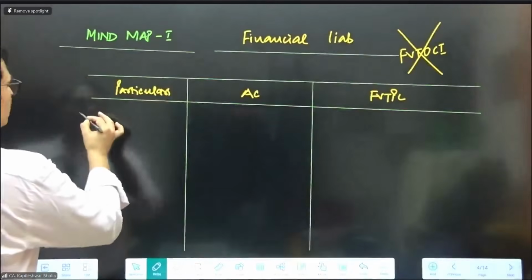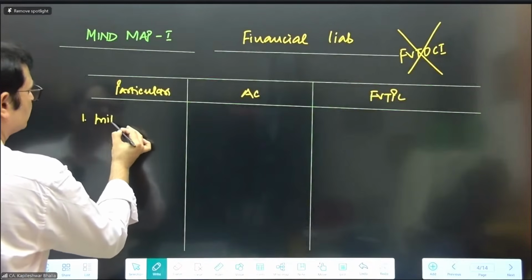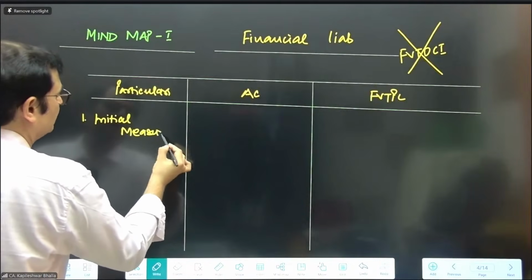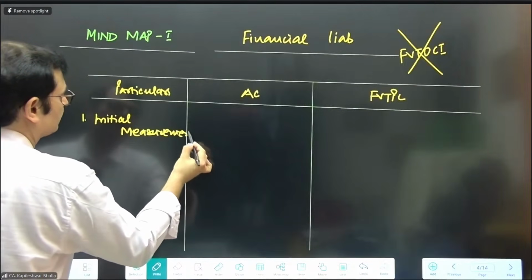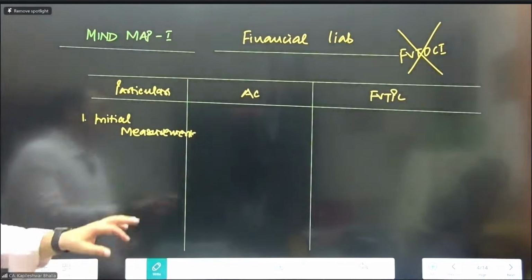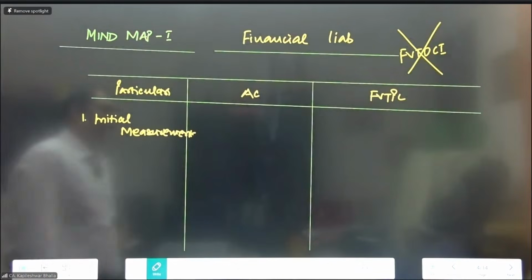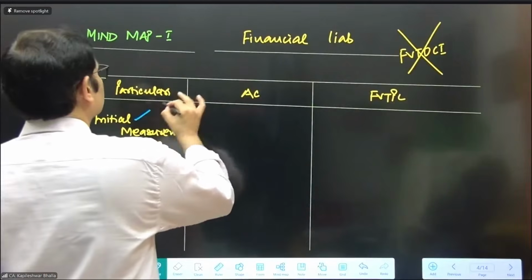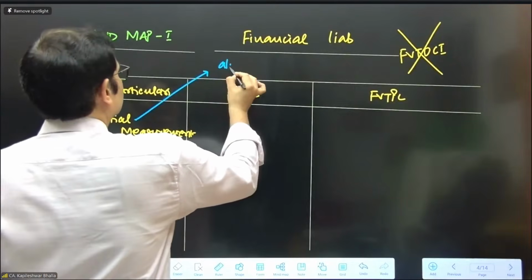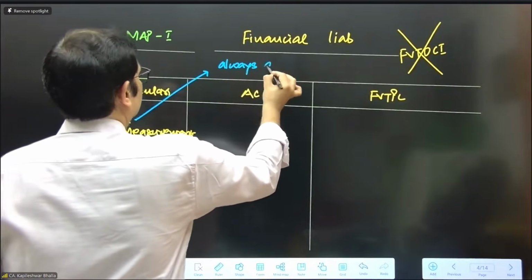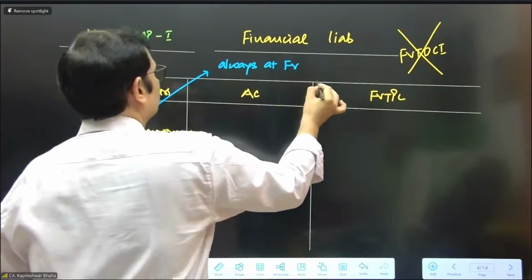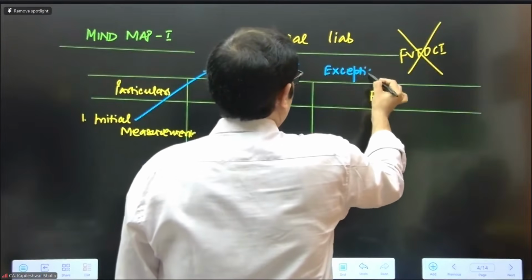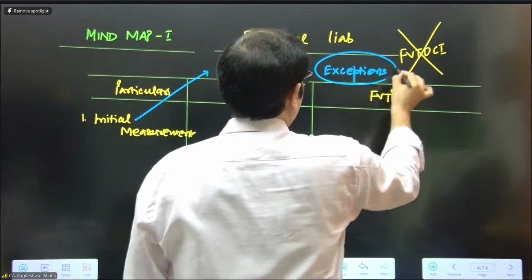So let's make the inputs. First, we've got initial measurement. What is the value at which the financial liabilities are initially measured? And I think at this stage, I'd also like to make a quick mention on this chart itself, that as far as financial liabilities are concerned, they are always at fair value. They're always at fair value, but then there are two exceptions, just like the case of financial assets.